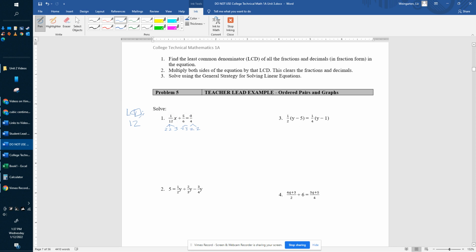So let's multiply both sides of this equation by 12. 12 times 1/12 is just going to be 1, so that's going to just be x. 12 times 5/6, let's just write that out. And 12 times 3/4. Make sure you put that in parentheses so you don't think it's 12 and 3/4. So 12 times 5/6. 12 has a 6 in it, 6 has a 6 in it. That's going to leave us with a 2. So we'll have 5 times 2, which is 10.